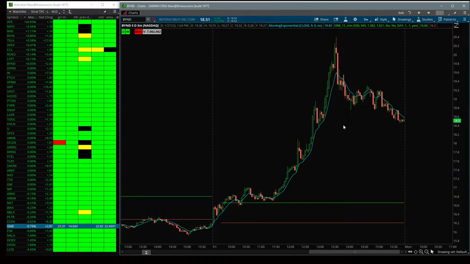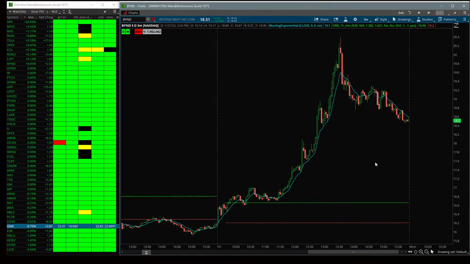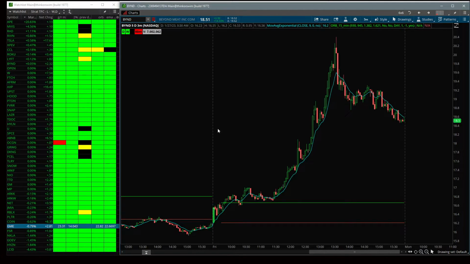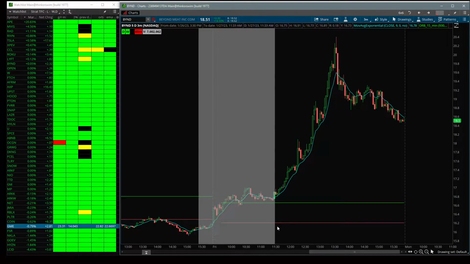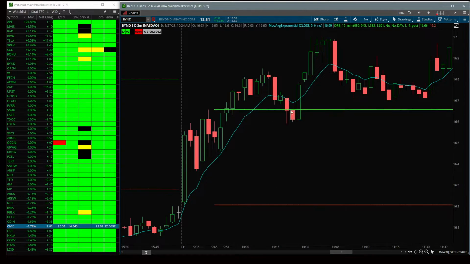Okay, so this is a chart which is a 3-minute chart. It's got the open here on these dotted line and the close here on this dotted line. And the ORB is these two lines here. So the green is the opening range high, the red is the opening range low. And if we just zoom in a little bit here, we can get a better view of it.